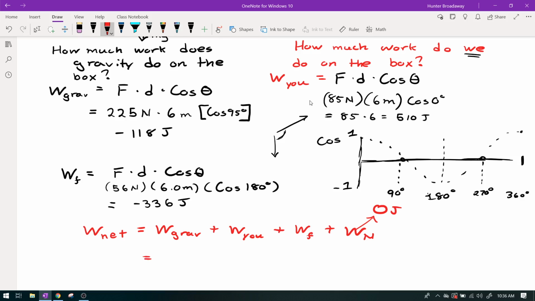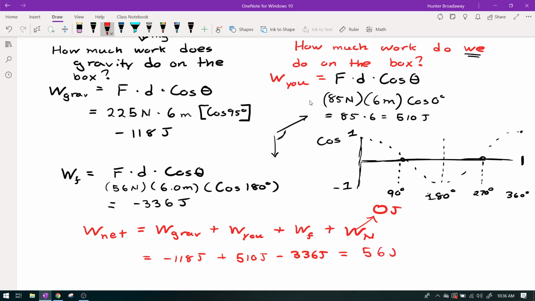Gravity is negative 118 joules. The work that we did was 510 joules. The work of gravity, no, sorry, the work of friction is negative 336 joules. And when you add them all together, you got what, 56? What you said? 56 joules? That is correct. Very good.